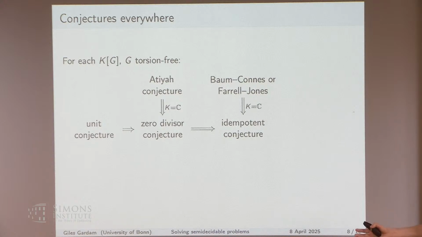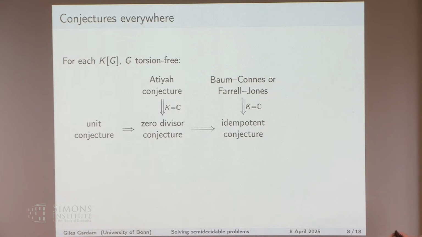These conjectures come in a family, and they're actually related to each other. So the unit conjecture, if it holds for a given group and given field, then implies the zero divisor conjecture also holds, and that then implies the idempotent conjecture. So the first implication, the unit conjecture implying the zero divisor conjecture, it's a fairly long proof, and it took a while before people realized that that's actually the case.